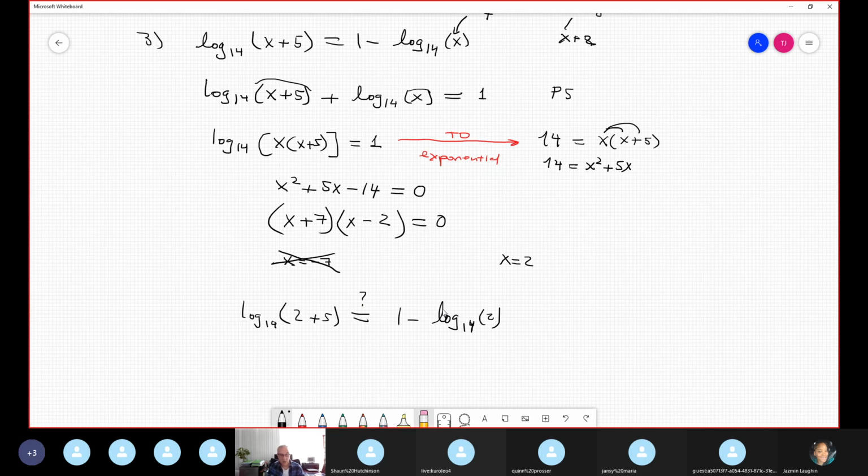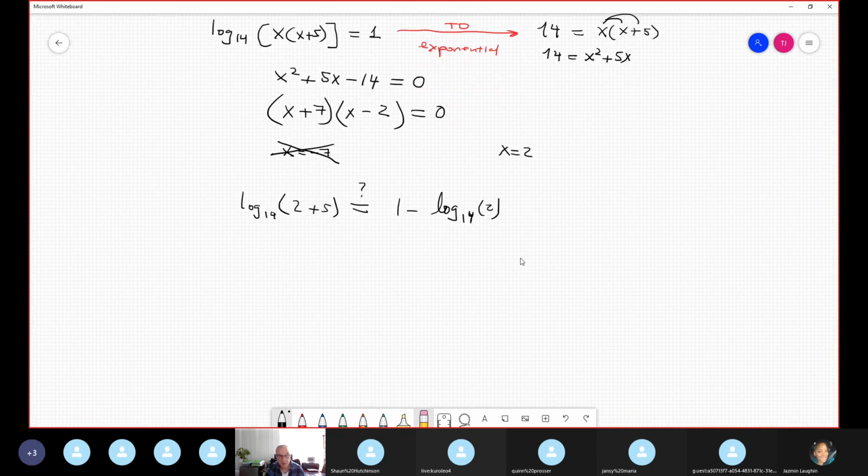Okay. What should I do? Well, 2 plus 5 is 7. Logarithm base 14 of 7 should be equal to 1 minus logarithm base 14 of 2. So I'm stuck here because we have again the same situation. Both logarithms are on different sides of the equation.